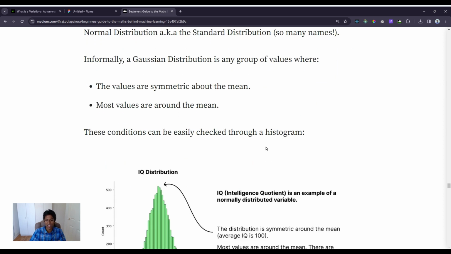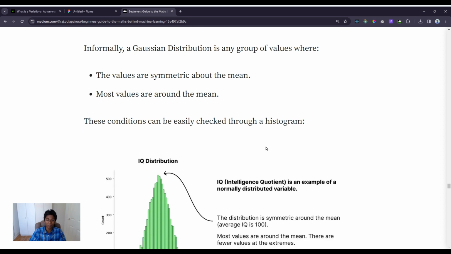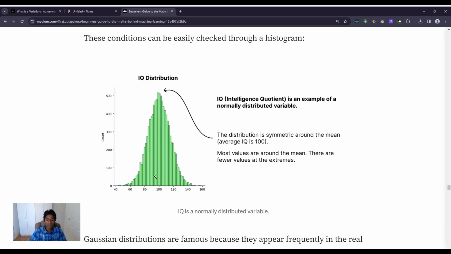So we can easily check these conditions by looking at a histogram. Here we have a distribution of IQ values, so intelligence quotient values, and intelligence quotient is a common example of a normally distributed variable. The distribution is symmetric around the mean. The average IQ is 100, which is right here, and you can see that it's symmetric. On the left, it looks pretty much similar to the right. Also, most values are around the mean. A lot of people have IQ around 100, and fewer people have IQ values at the extremes.